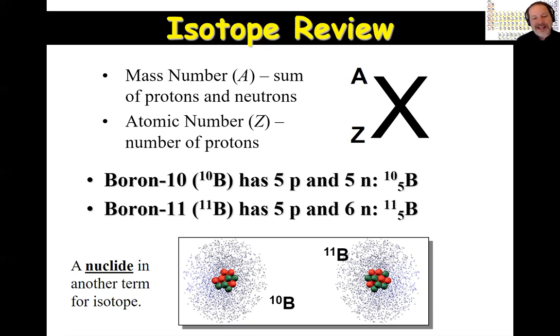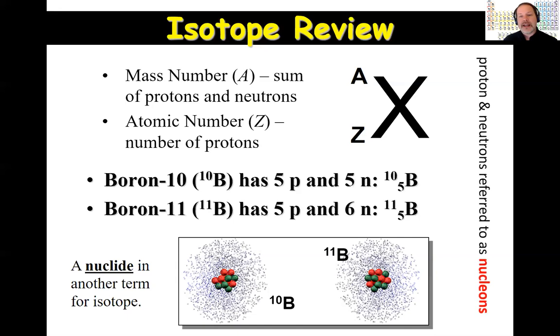The term nuclide is something that we would use as a generic term for isotope. So you'll hear nuclide or isotope. And we'll refer to the subatomic particles, especially those that are in the nucleus, as nucleons. So it's just a general generic term for proton and neutron. So instead of just saying proton and neutron, we'll just say, hey, the nucleons.